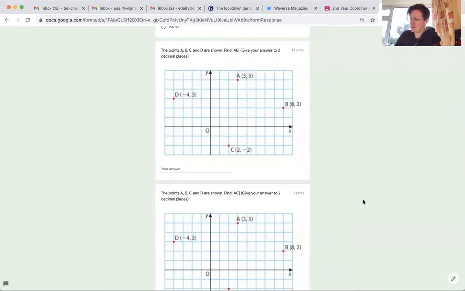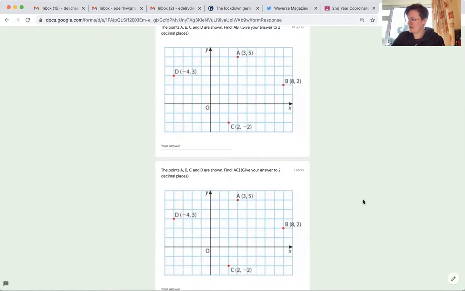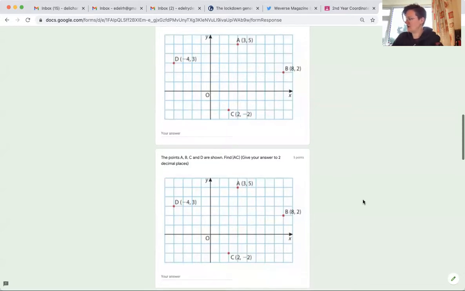Now, question 4, the same idea. This time we're using A, which is 3, 5 as our x1, y1, and C, which is 2, -2 as our x2, y2. And when we find the distance from A to C, that's the square root of 2 minus 3 all squared plus -2 minus 5 all squared. And that's the square root of 1 plus 49, which is the square root of 50. But again, we need to put that to 2 decimal places.